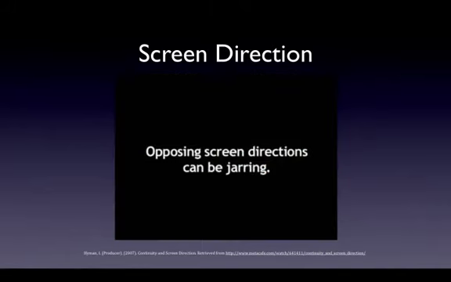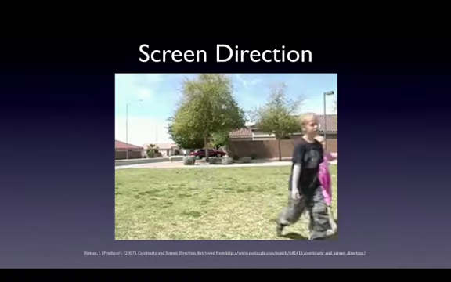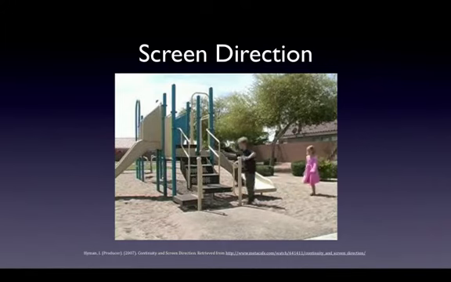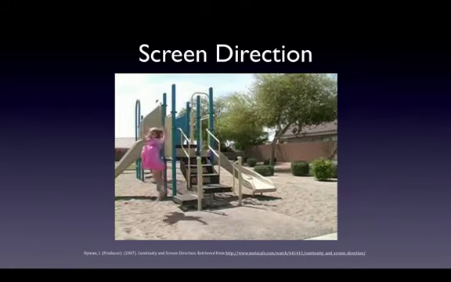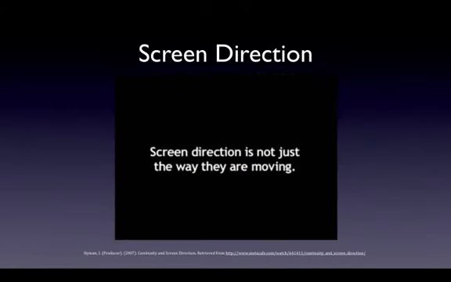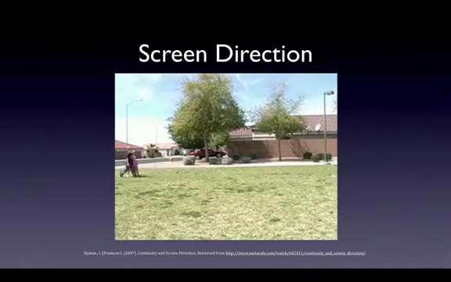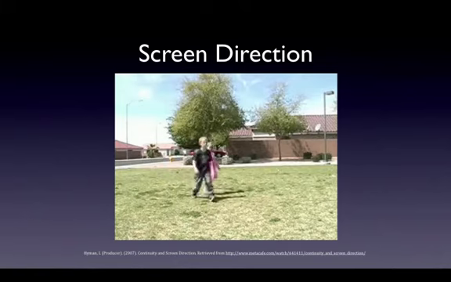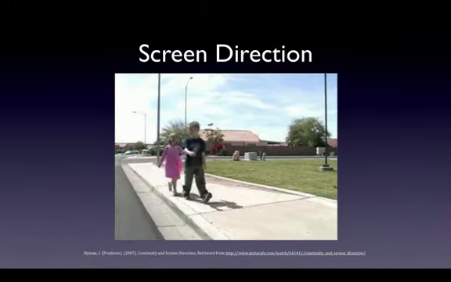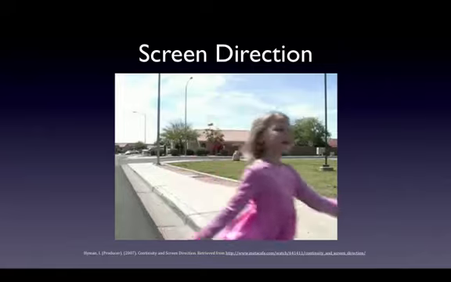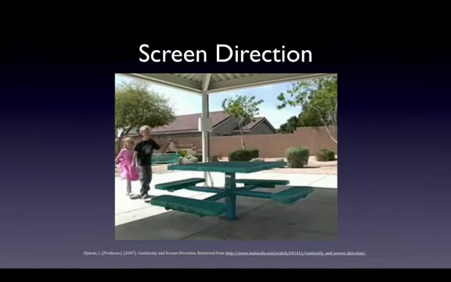If you get this backwards and you switch directions from one frame to the next, it'll be very, very jarring. So here's our kids exiting right, moving left to right, and they enter right, moving right to left. It's a jump cut. It's very, very jarring. So again, exit right, enter left, moving left to right.